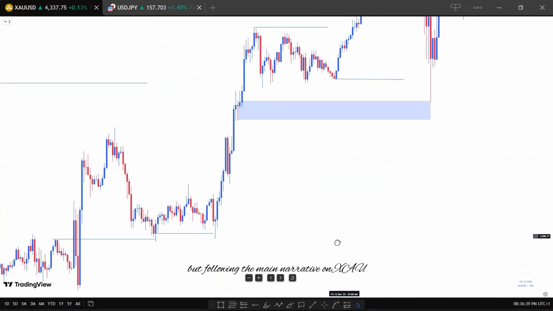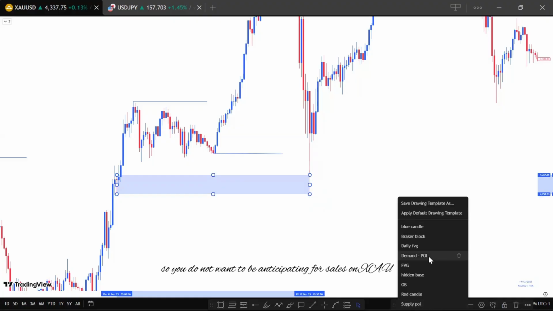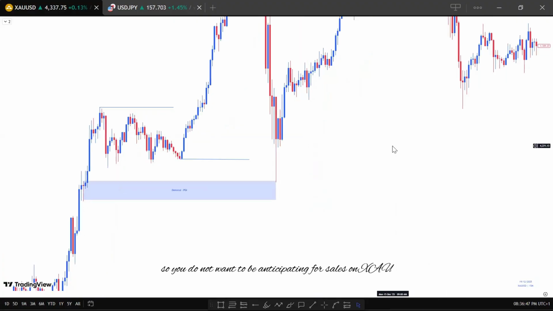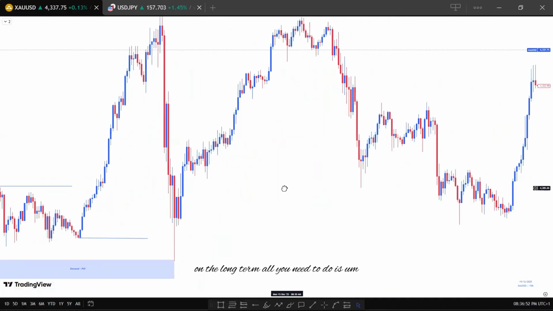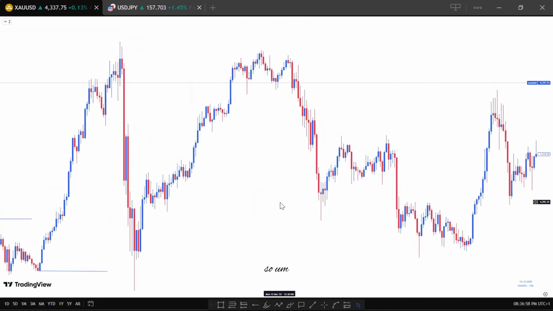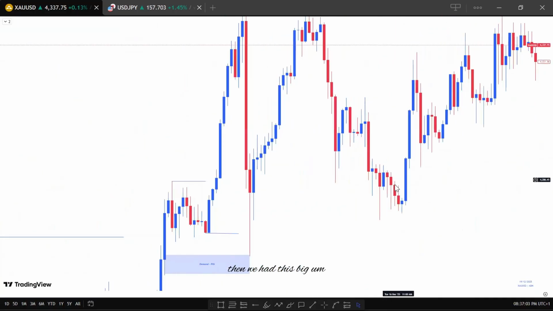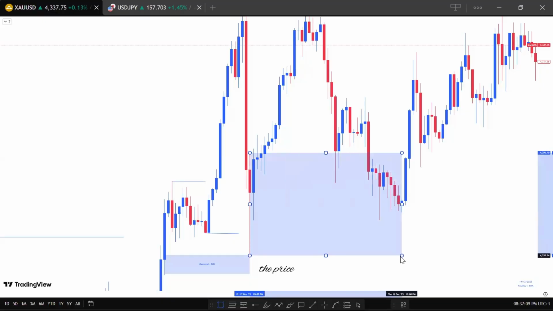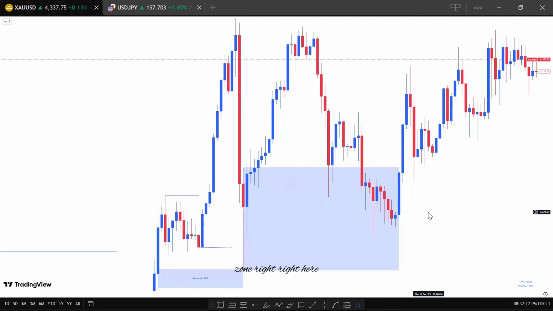But following the main narrative on XAU, we are currently bullish on XAU here. So you do not want to be anticipating for sells on XAU on the long term. All you need to do is anticipate for buys on XAU. So going down to the 1 hour time frame, then we had this big demand right here. I was really expecting price to come and buy off this demand zone right here.